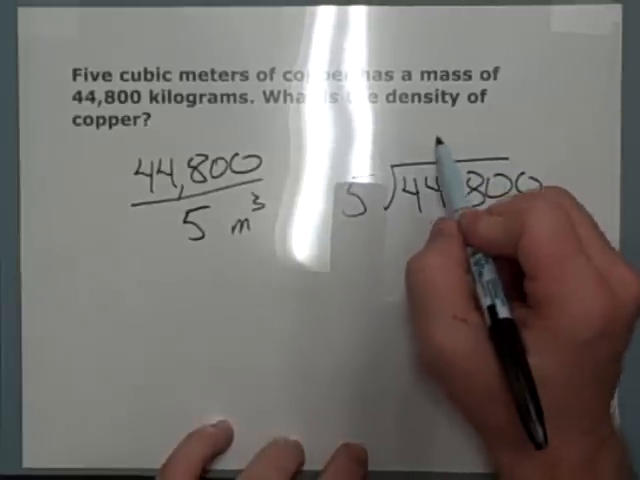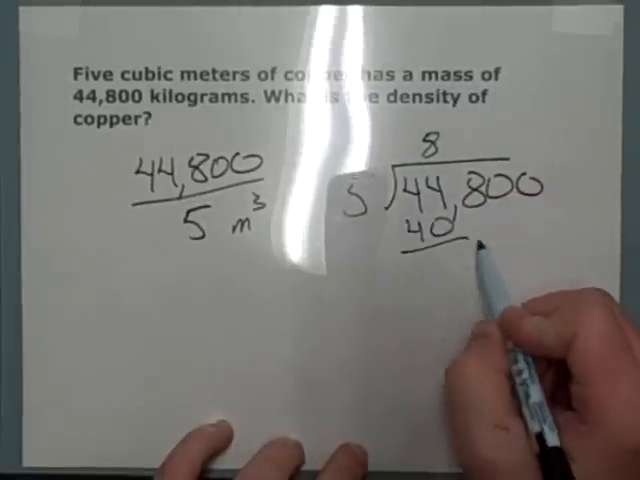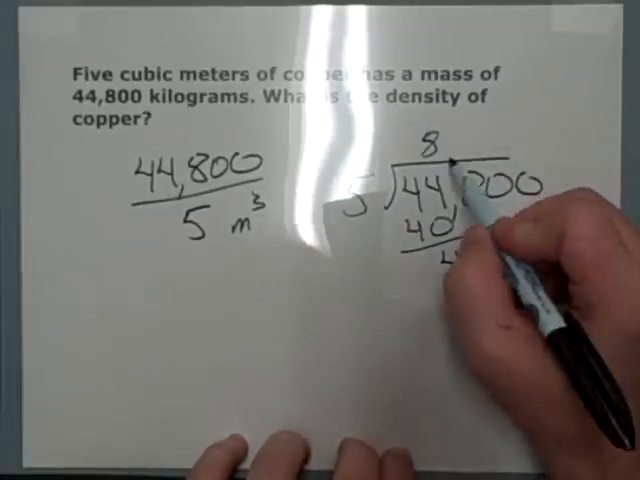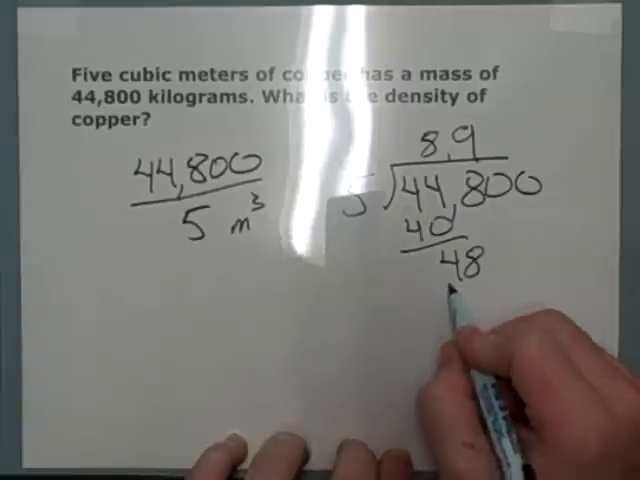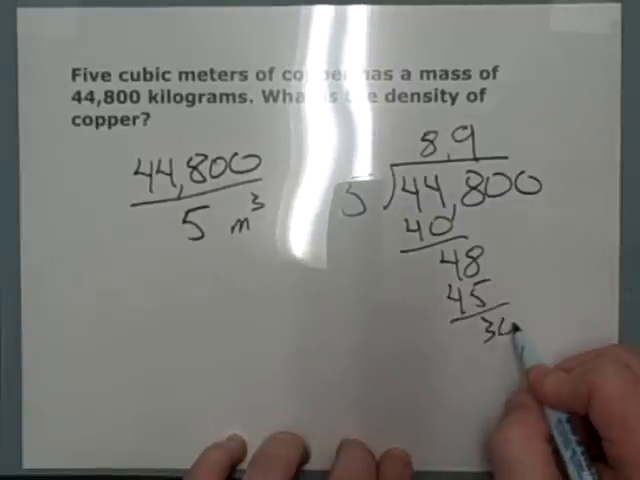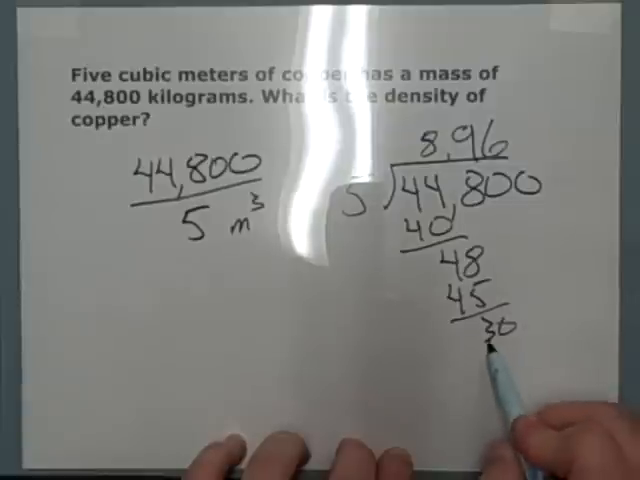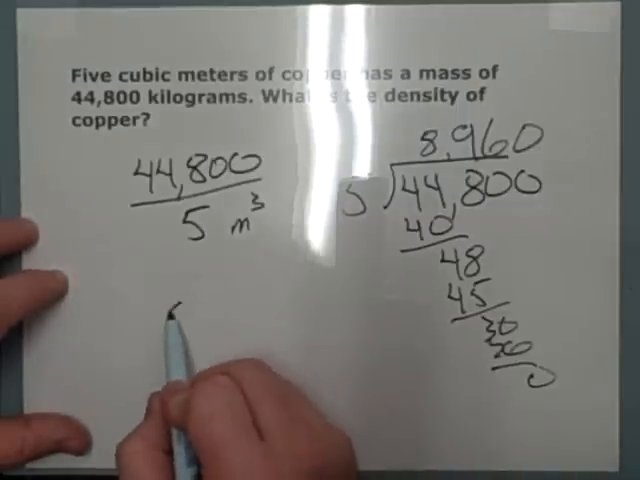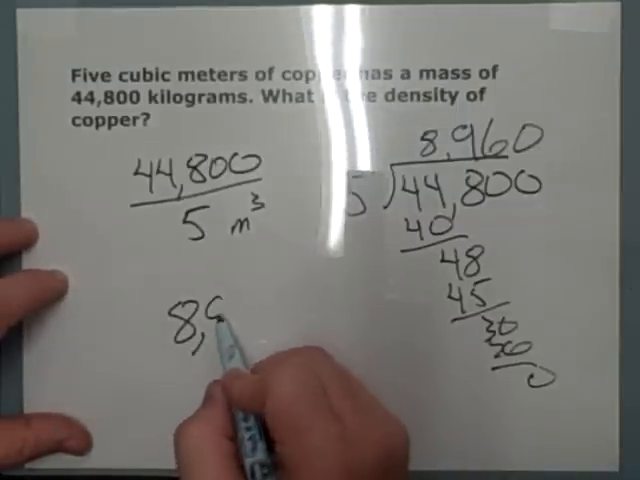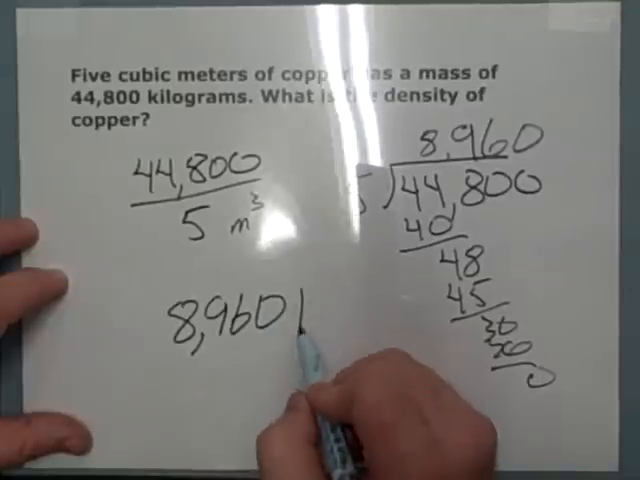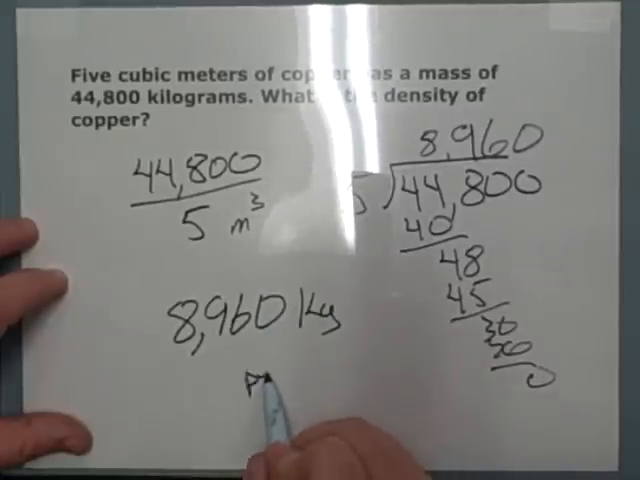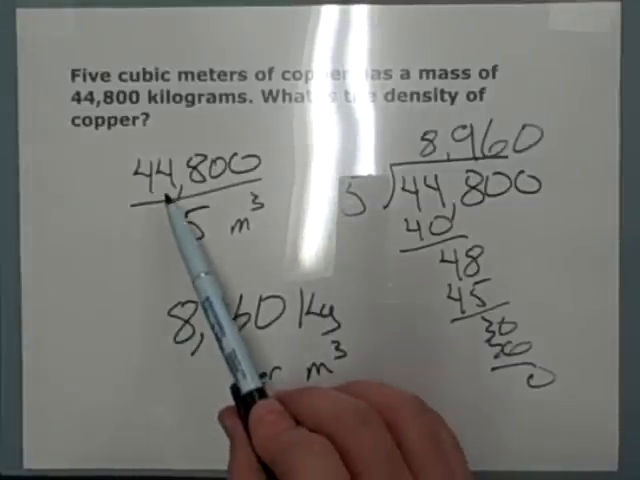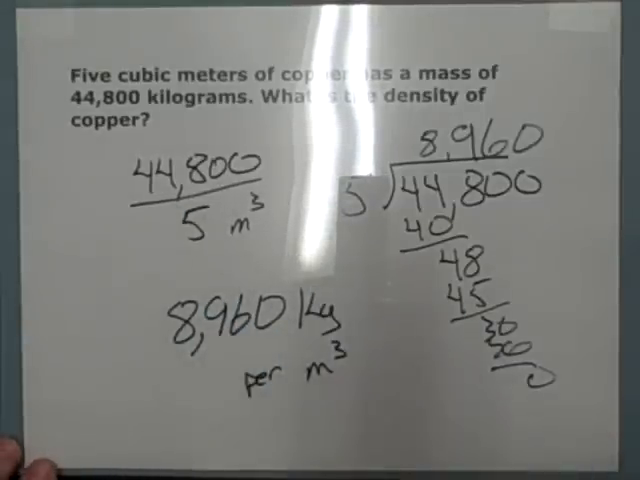Let's see here. This would be 8, remainder of 4. Bring down your 8. That would be 9, and then 6 times. So you can see here that it's going to be 8,960 kilograms per cubic meter. We simply divided the 5 into 44,800 to get a unit rate of 1.